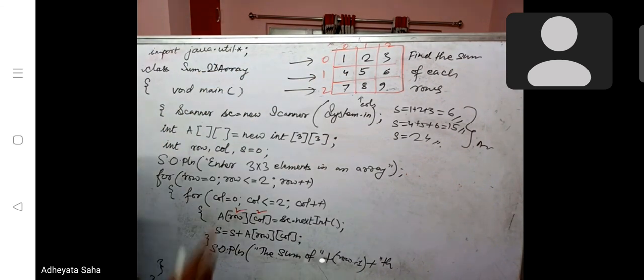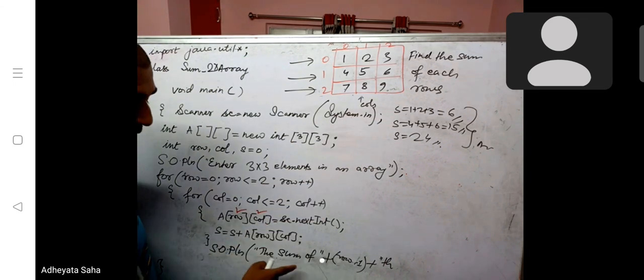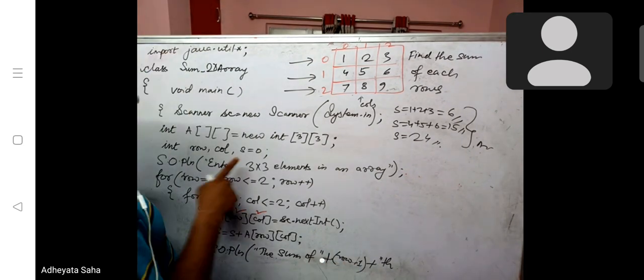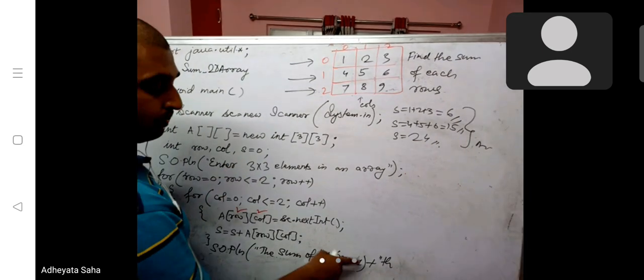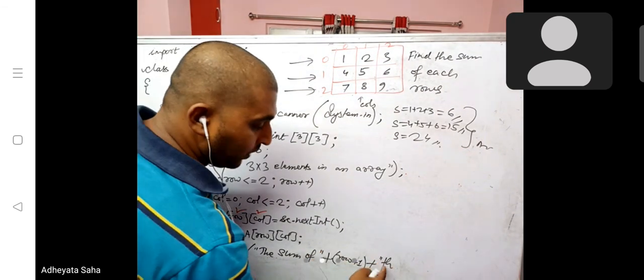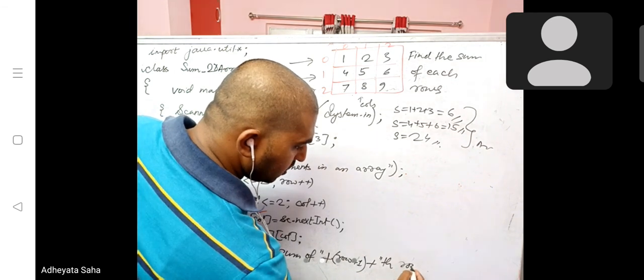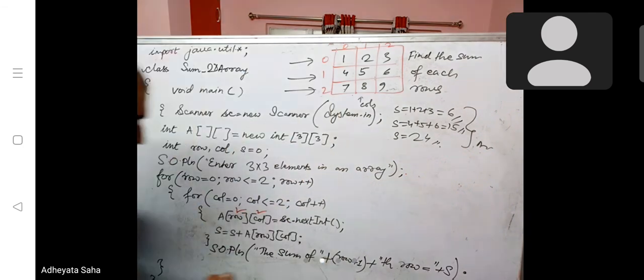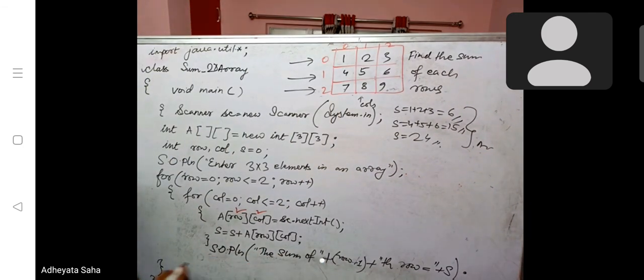So when I am printing, that's why I wrote here the sum of plus row plus 1. So my row is 0, 0 plus 1 will be 1. So it will print the sum of 1th row is equal to plus S. To make the sentence more meaningful, close this outer brace now. Done. Just the printing part is different, the way of printing is different, otherwise everything is the same.